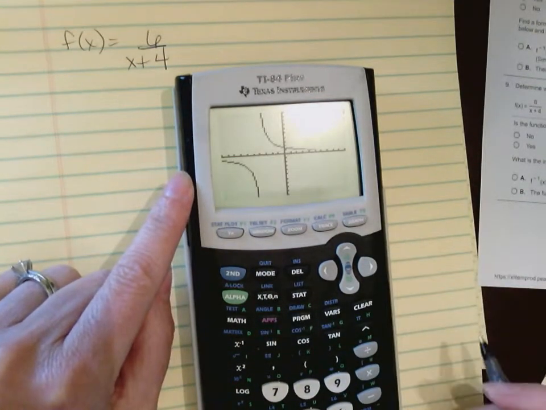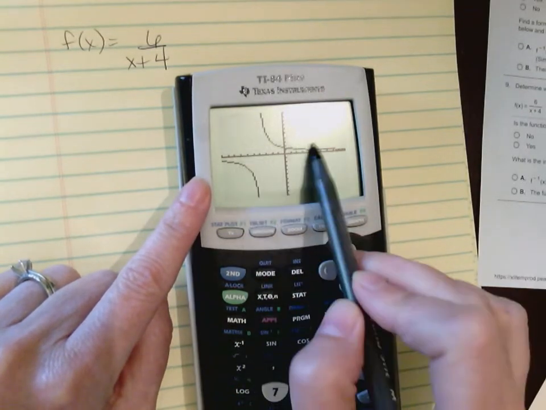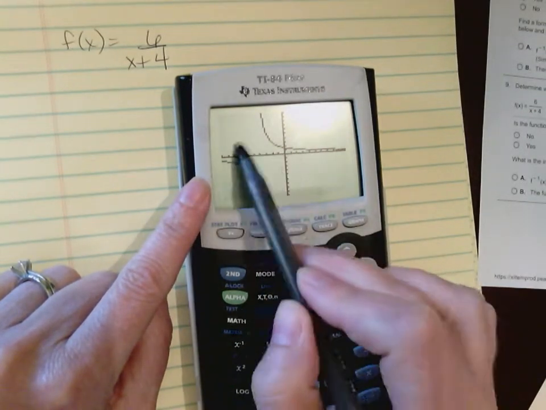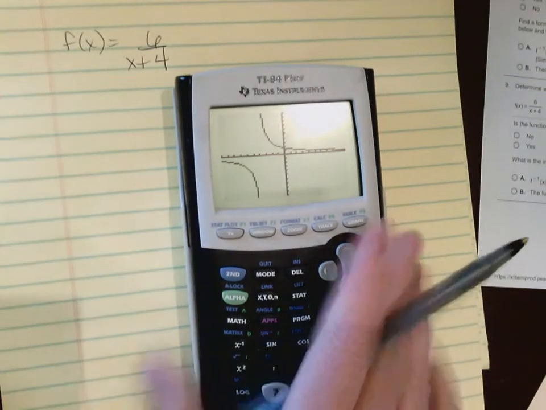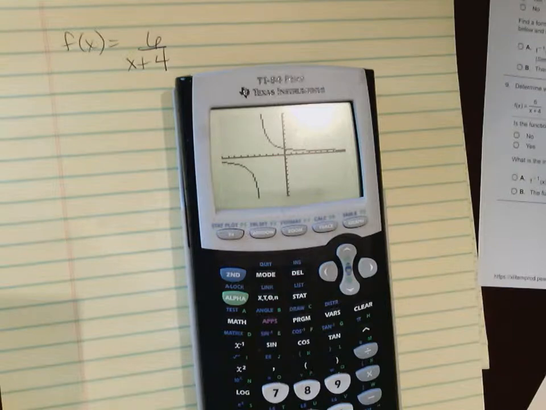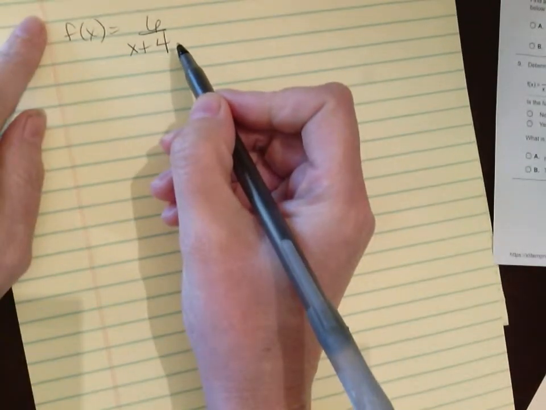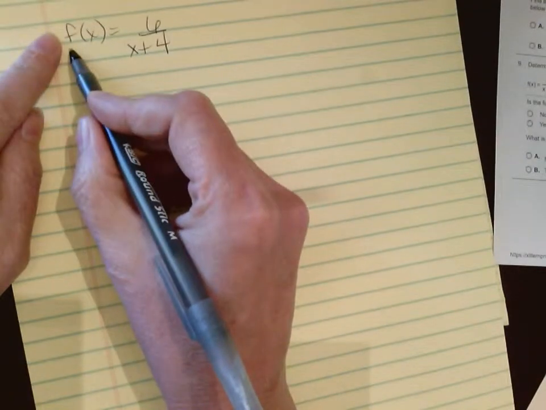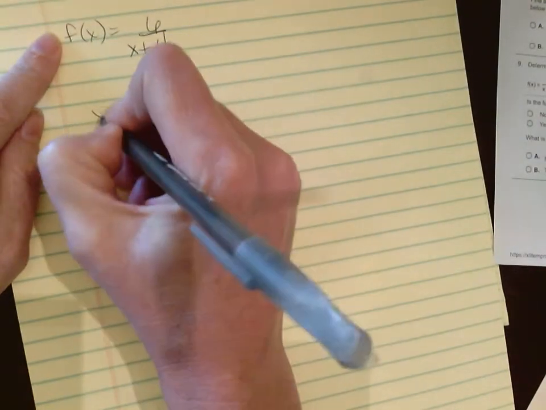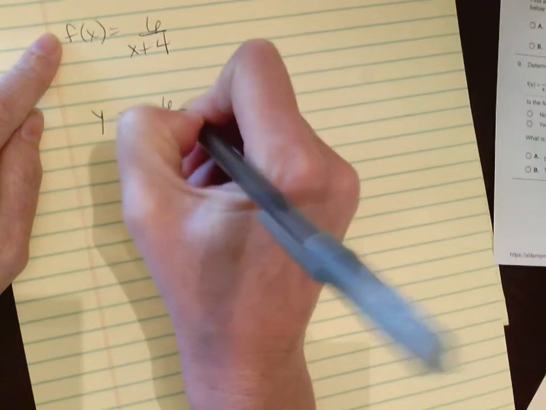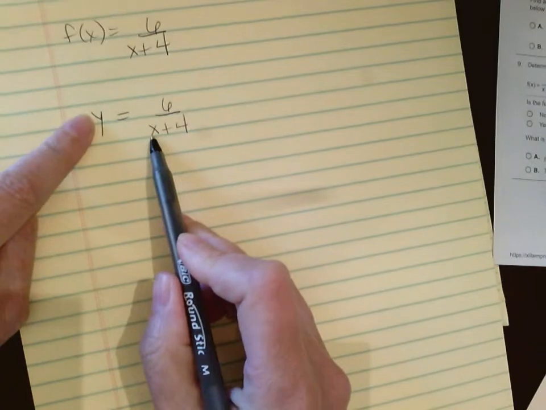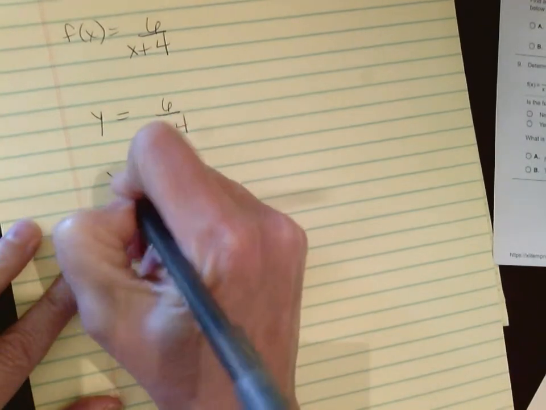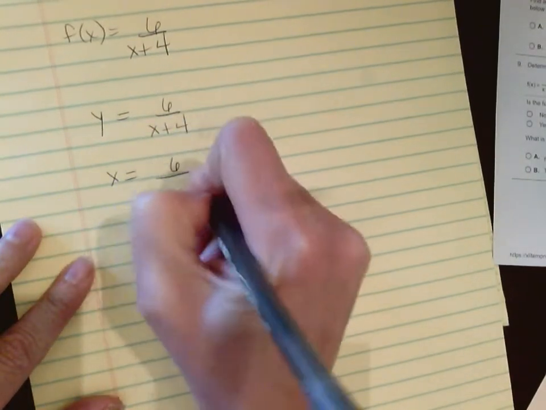So when you graph it, you'll see it does pass the horizontal line test. The horizontal line will not ever touch that graph more than once. So it is one-to-one, which means I am using the steps to find the inverse. So I'm going to change my f of x to a y. So y equals 6 over x plus 4. Then interchange the x and y.